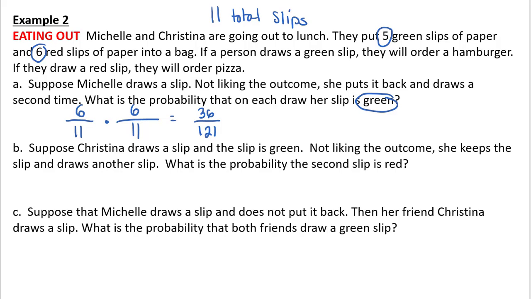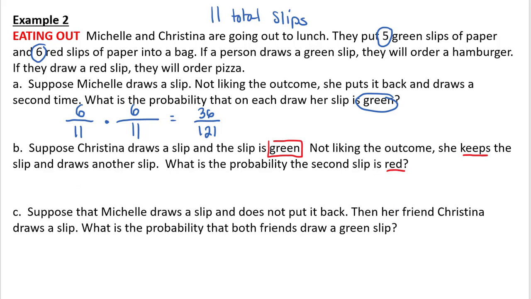Now the next example. Suppose Christina draws a slip and the slip is green. Okay, that's important. Not liking the outcome, she keeps the slip, so she's affecting it. What is the probability the second is red?